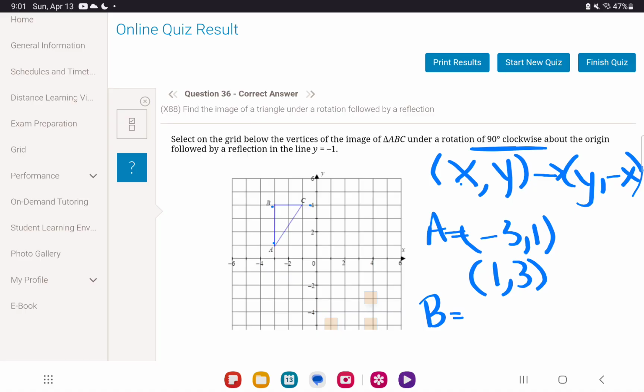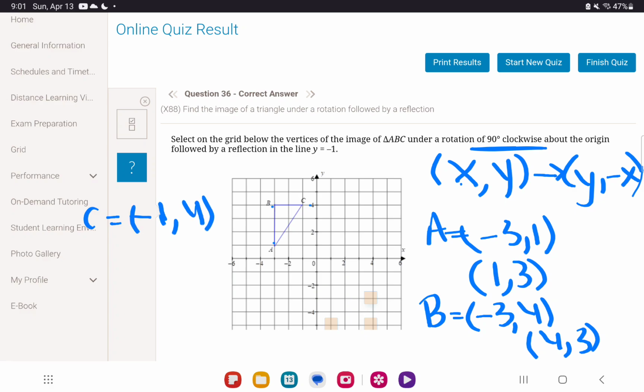Okay, now let's do B. B is in the coordinate -3 and 4, so it becomes 4 and 3. Okay, and now I'll do C here. C is on the coordinate -1 and 4, so it becomes 4 and 1. Okay, we found our coordinates. Now these are the coordinates we use. We don't use any other.